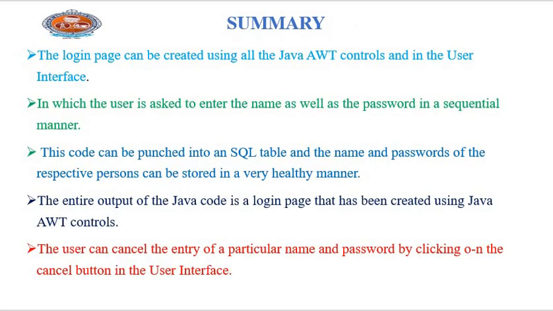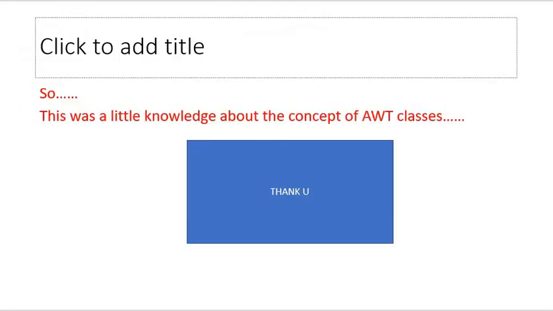What is the summary? The login page can be created using all the Java AWT controls in the user interface, in which the user is asked to enter the name as well as the password in a sequential manner. The entire output of the Java code is a login page that has been created using Java AWT controls. The user can cancel the entry of a particular name and password by clicking on the cancel button in the user interface. Thank you.